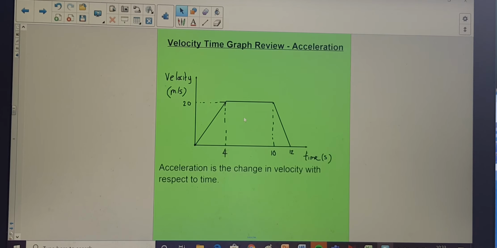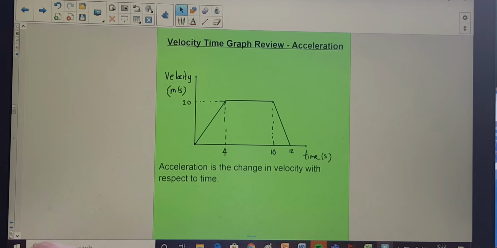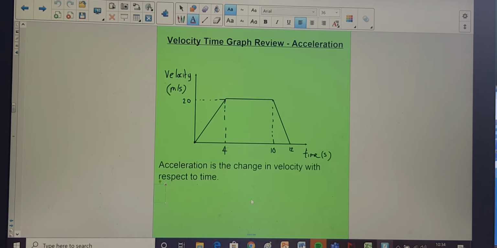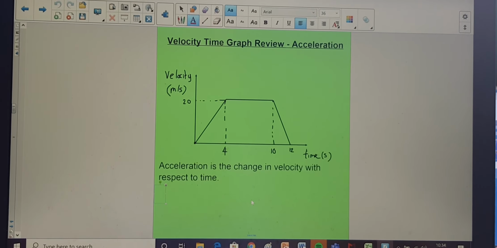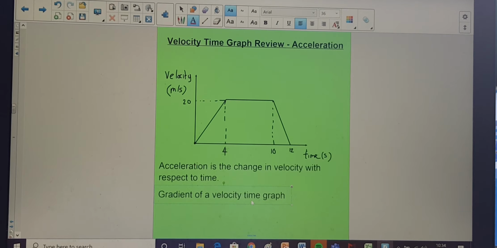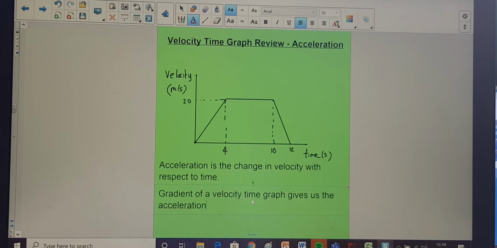Now, the next bit is this. To work out the acceleration from a velocity time graph, it is the gradient of it. So the gradient of a velocity time graph gives us the acceleration. Right, so that's one thing and another separate point underneath.